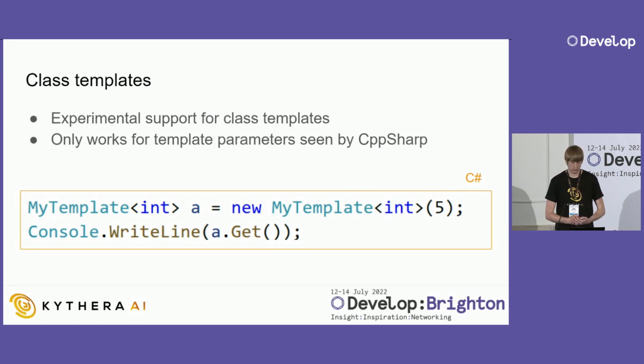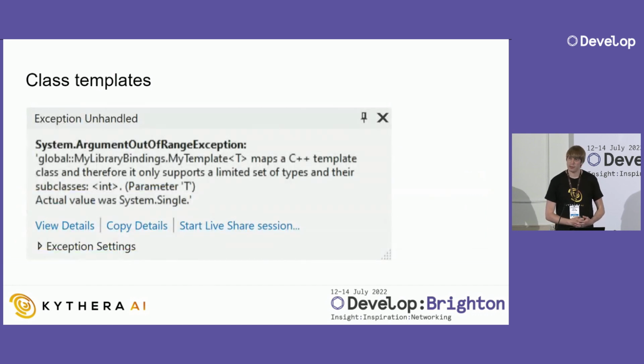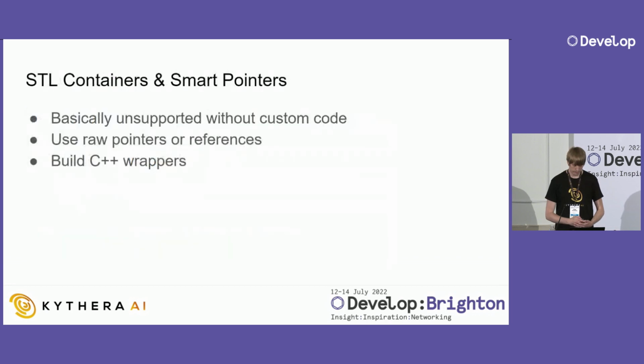If you try to instantiate my template with float as a template parameter instead of int, you will get a nice runtime exception. Sadly, it's a runtime exception and not a compile time exception, but there is already quite a bit of magic going on to make this work.